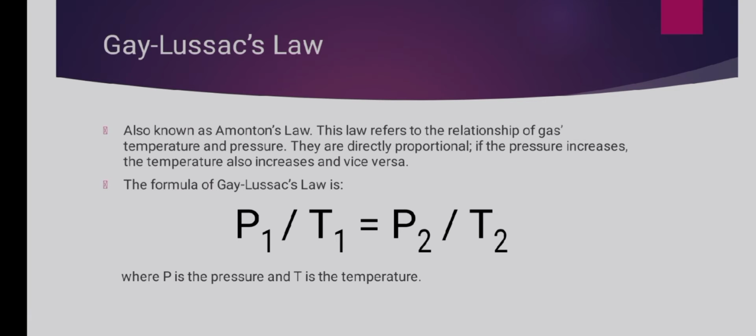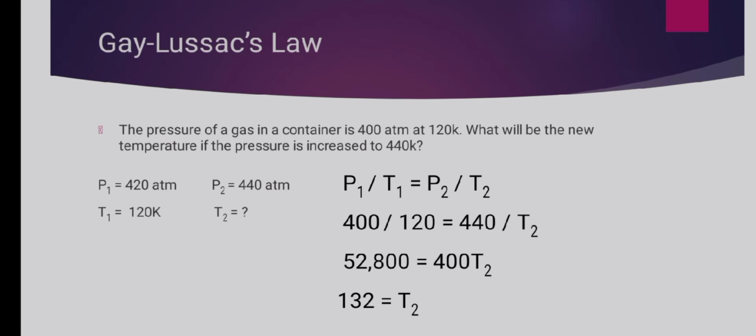So for example, the pressure of a gas in a container is 400 atmospheric pressure at 120 Kelvin. What will be the new temperature if the pressure is increased to 440? So we have the initial set of conditions, the 400 atmospheric pressure and the 120 Kelvin. Now the question is, what will be the new temperature if the pressure is increased to 440? Now this is how it goes, by using the formula P1 over T1 equals P2 over T2.